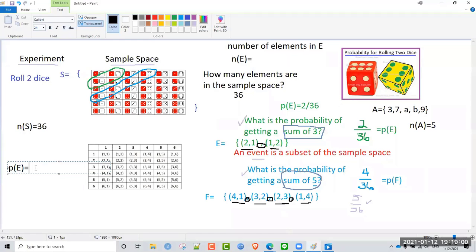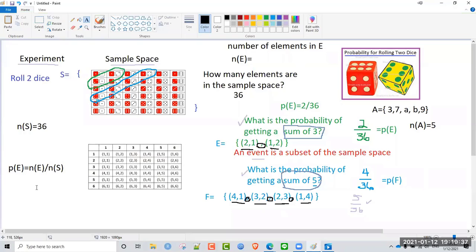Okay, so what is the formula that we're using? If we want to know the probability of E, we have to count how many elements are in E and divide it by what? By the number of elements in the sample space, right? Yes. So we can say N of E slash N of S. Sorry, that's wrong.